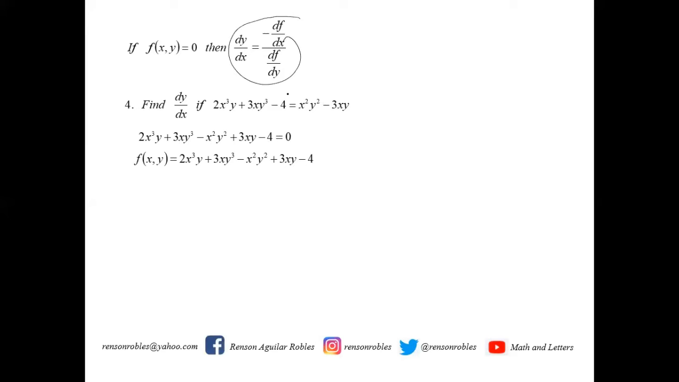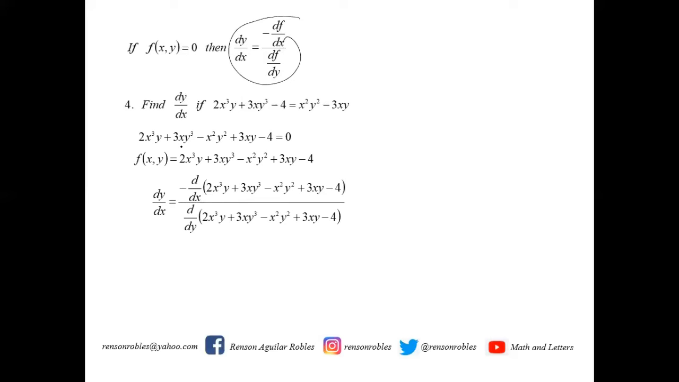And then we can now use this technique. So we have dy/dx equal to the negative derivative of 2x cubed y plus 3xy cubed minus x squared y squared plus 3xy minus 4 all over the derivative of this same function with respect to y. So differentiating, we shall have negative times the quantity: differentiating 2x cubed y in terms of x, so that is 3 times 2, that's 6x squared, and then you copy y. In terms of x, these two are treated as constants, so you copy 3y cubed, then the derivative of x is 1. And then differentiating this with respect to x, y squared is constant, you copy it out, and then differentiate x squared, which is 2x. So that's negative 2xy squared. And then the derivative of 3xy in terms of x is 3y.